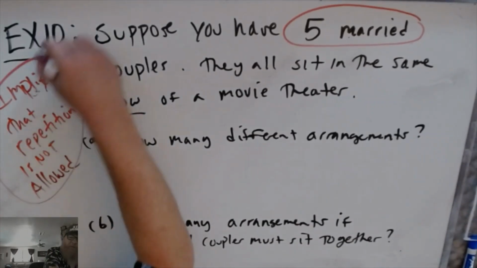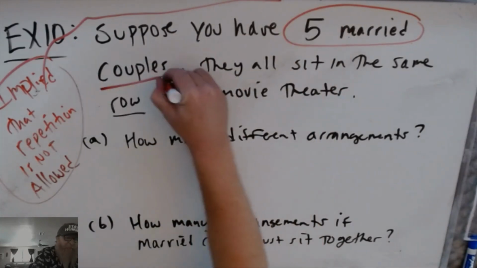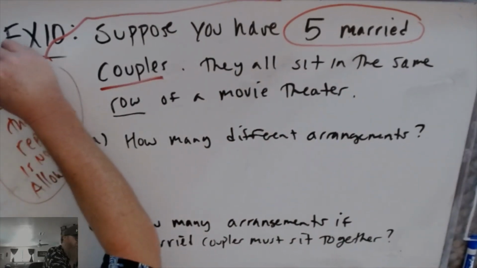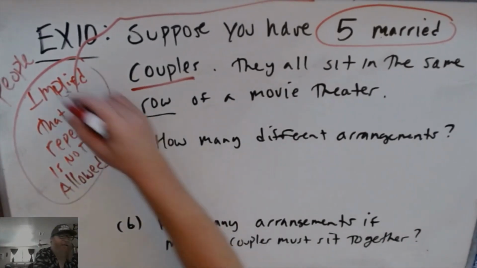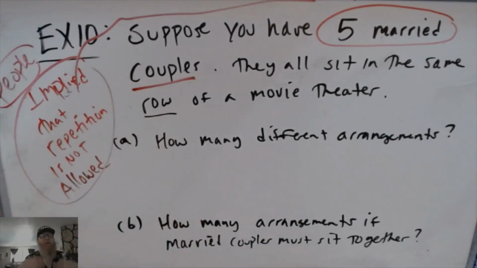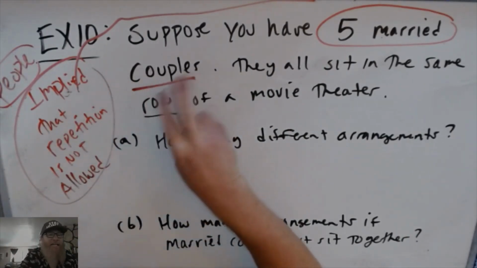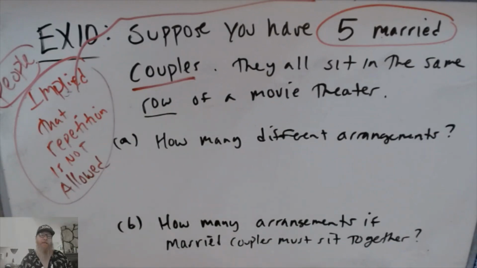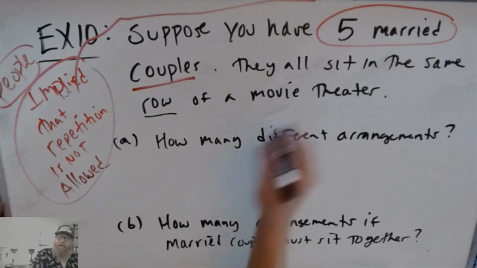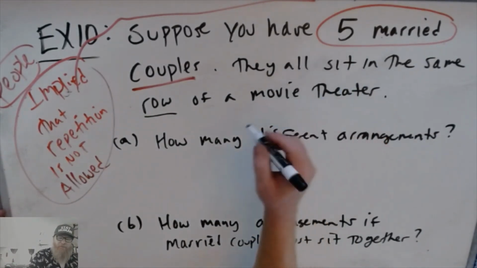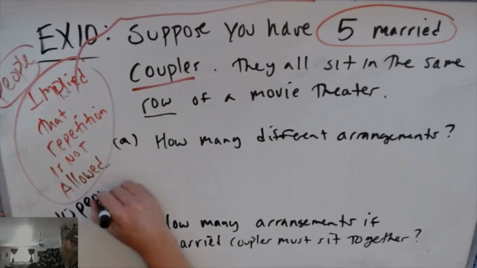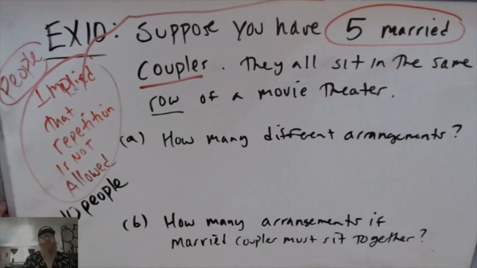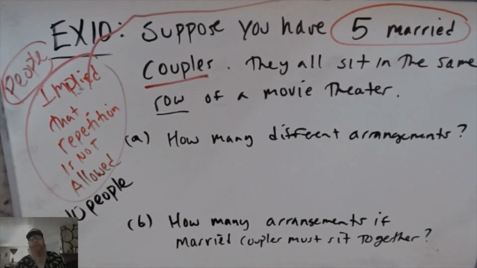All right. It's implied by the fact that these are people. So anytime I give you a problem with people, it's implied that people cannot be repeated. You can't sit in 2 seats at the same time, all right? So we have 5 married couples. That's actually 10 people. So there are 10 different people at this movie theater.